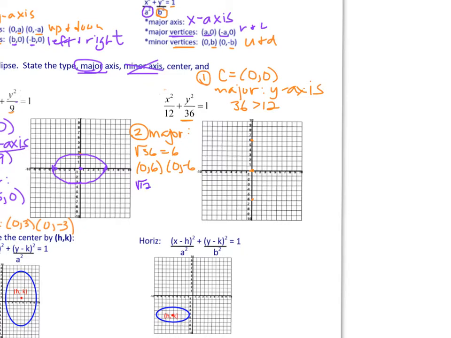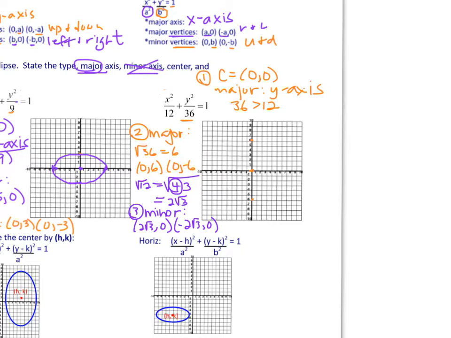However, the square root of 12 can break down into 4 times 3. So the square root of 4, if we want to reduce this radical, would be 2 square root 3. Now that's not going to be super great for our graphing purposes, but that's how we'll write our ordered pairs. Our minor vertices are going to be on the x-axis, so we have to count right and left. If we count to the right, that'll be 2 square root 3, comma 0. If we count to the left, that will be negative 2 square root 3, comma 0.